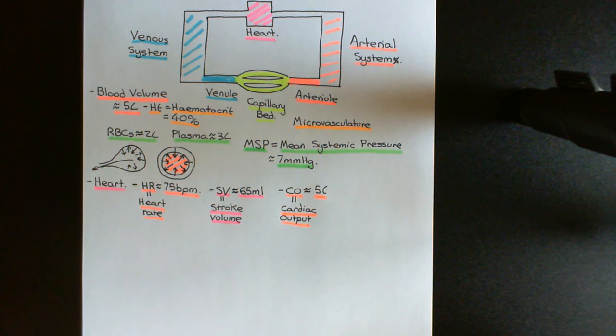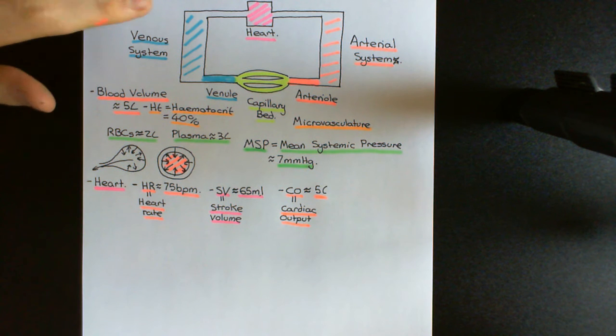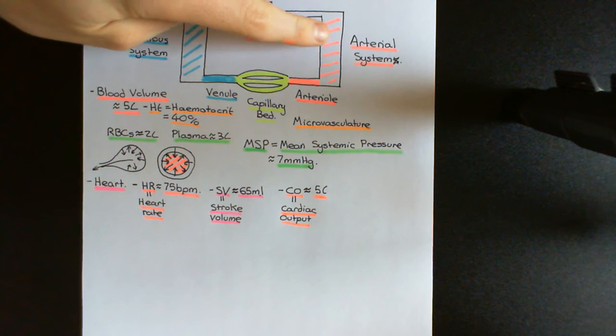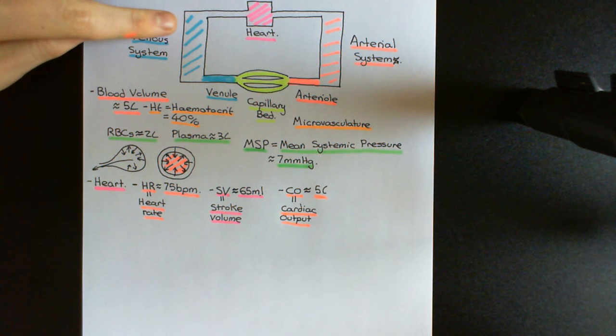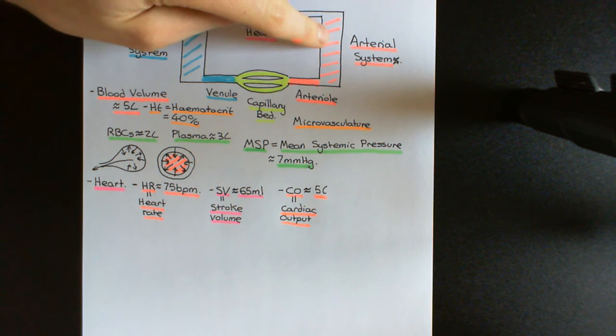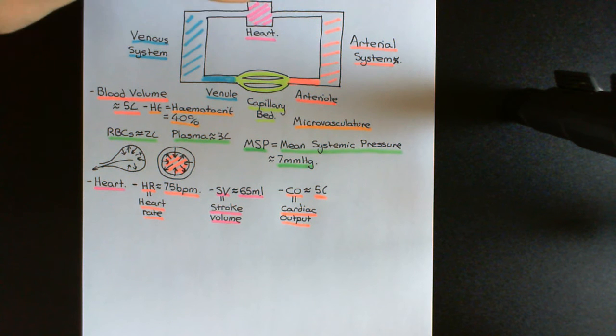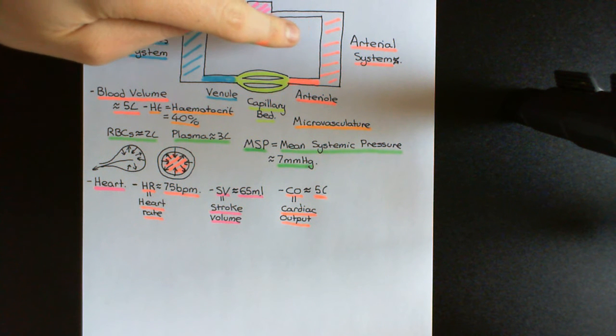Okay, now, what is that going to do to the pressure in the venous system and the pressure in the arterial system? Well, of course, it's going to lower the pressure in the venous system because we've removed blood from the venous system, and it's going to raise the pressure in the arterial system because we have put blood into the arterial system.